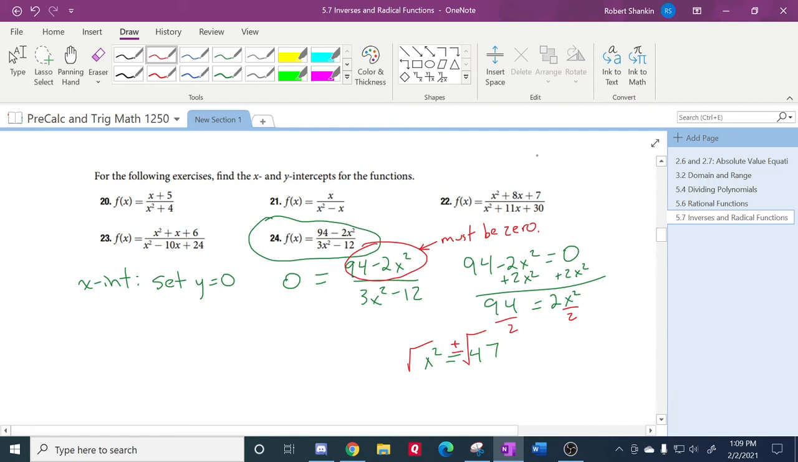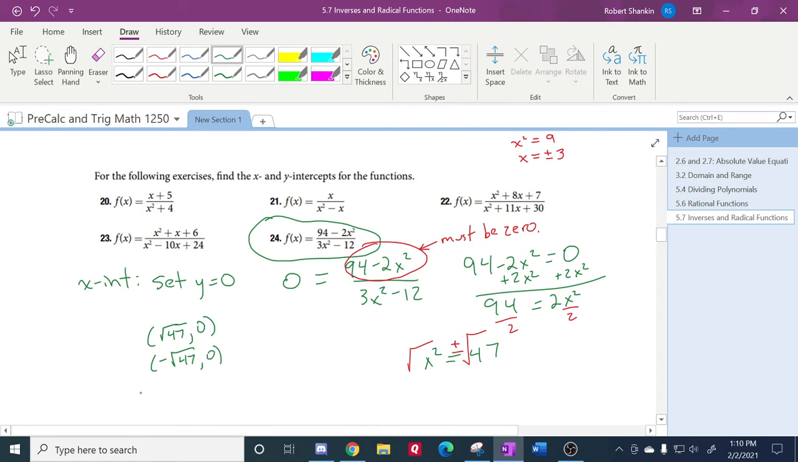The reason why you have to do that is if you just think of a really easy problem. x squared equals 9. Take the square root of both sides. If you didn't put plus or minus, you'd only get 3. But negative 3 times itself is also 9. So you've got to introduce that plus or minus sign. Okay, so the x-intercepts are positive square root of 47, which causes the y to be 0, and negative square root of 47 causes the y to be 0.